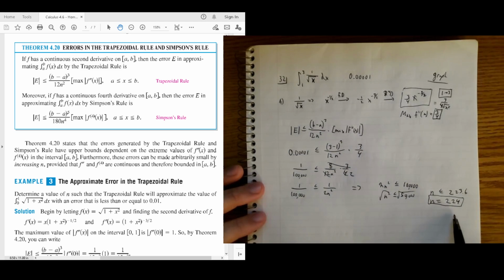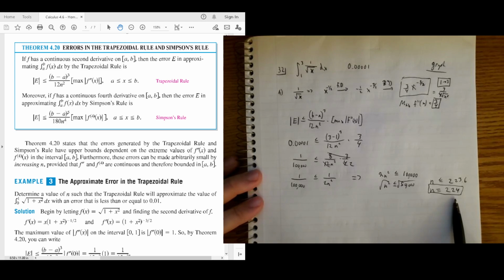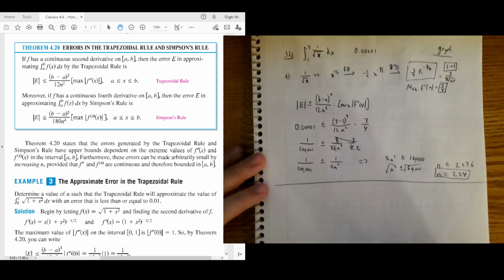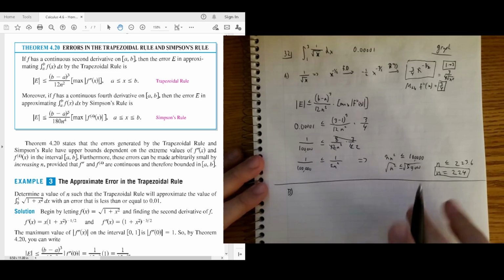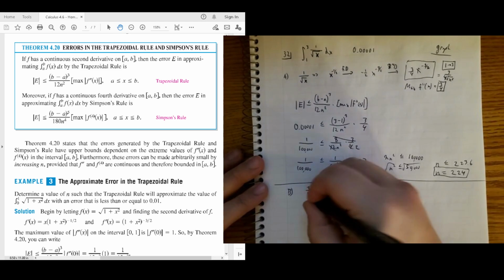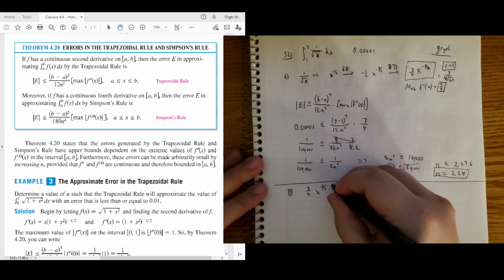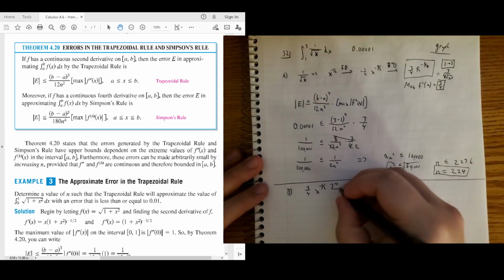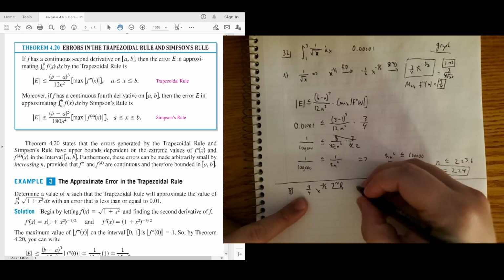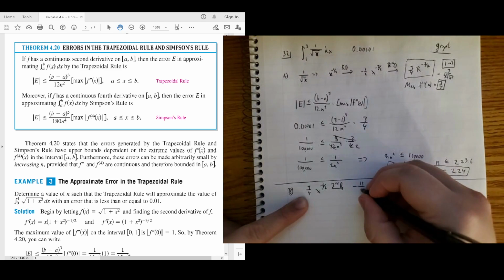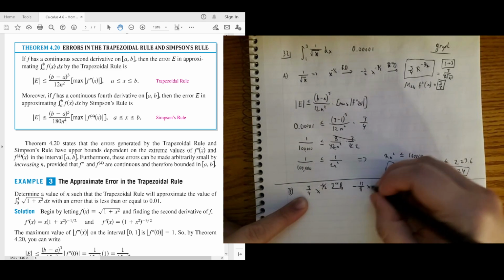And what we're going to see is that the Simpson's rule is far more accurate. And so while it took 224 to get us this value from our function, doing it with Simpson's rule is much faster. So let's do it. So b. Now I've already got the second derivative. It is 3 over 4 x to the negative 5 halves. So what I'm going to do now is I'm going to take the third derivative. So I multiply, so we end up with negative 15 over 8 x to the negative 7 halves.